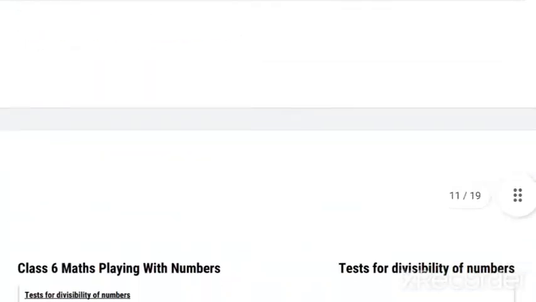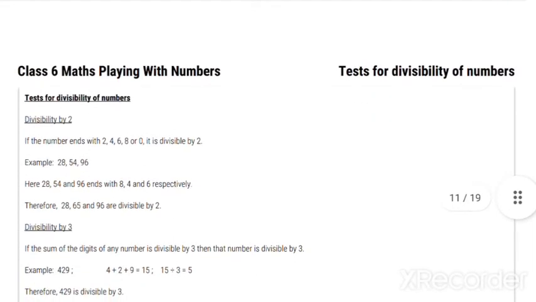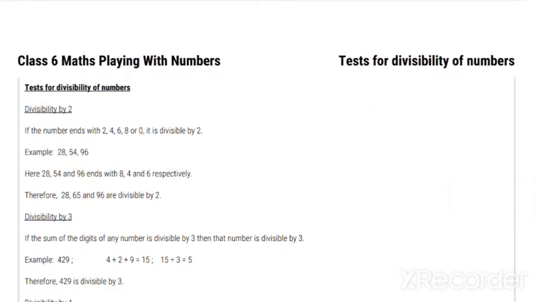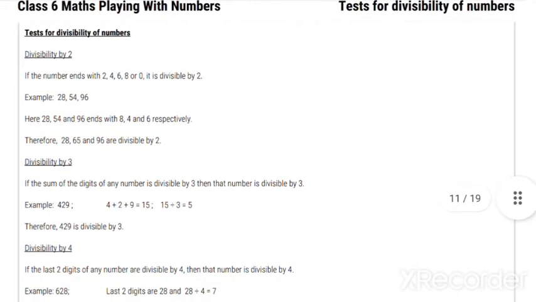Next topic of discussion, children, let us try to understand some tests for divisibility of numbers. First one is divisibility by 2. If the number ends with 2, 4, 6, 8 or 0, then children, it is divisible by 2. Like for example, 28, 54 and 96 are divisible by 2. Why? Because all the numbers end with 8, 4 and 6 respectively, if you see the given numbers.